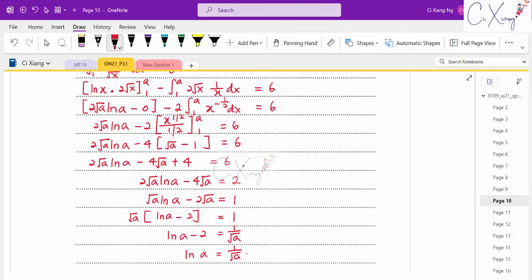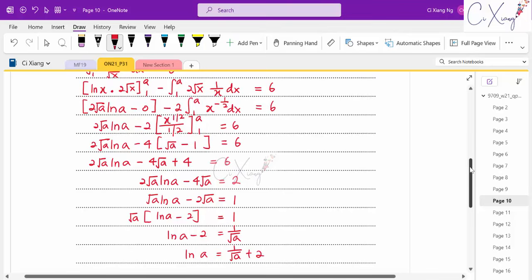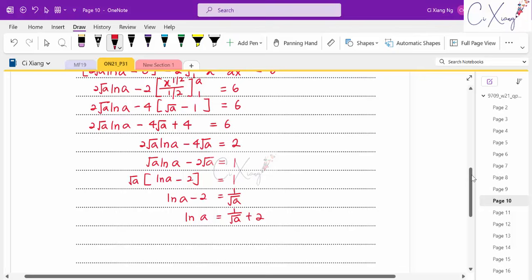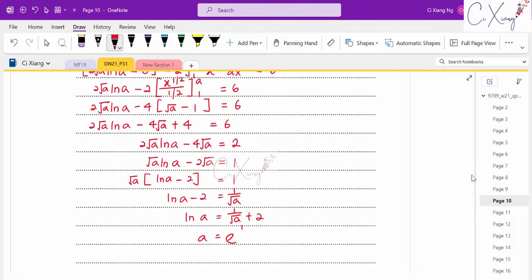So you can see slowly you are getting closer and closer to the answer. So a equals to e power 1 over square root a plus 2. Or you can just write it as exp, the exponential function with the power 1 over square root a plus 2. They are the same actually. Alright.